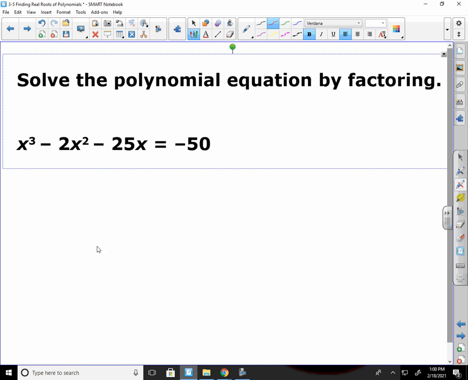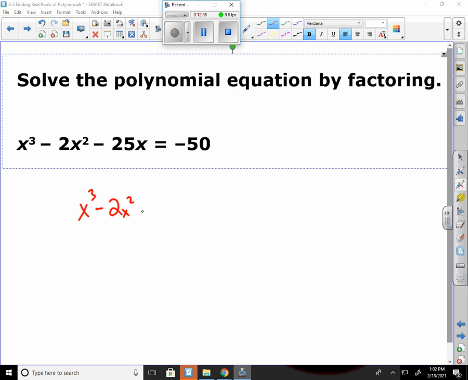Okay, here's our last example for the day. I want you to try to do this one, and then we will come back and go over it. First thing we do is get everything on this side. So I need to add this 50 over. x cubed minus 2x squared minus 25x plus 50 equals 0.